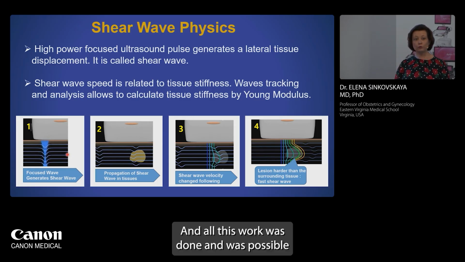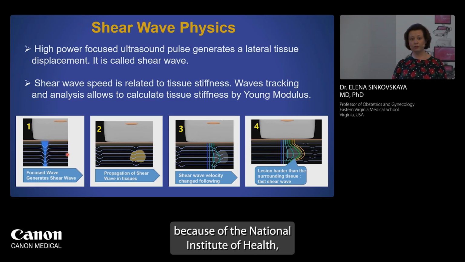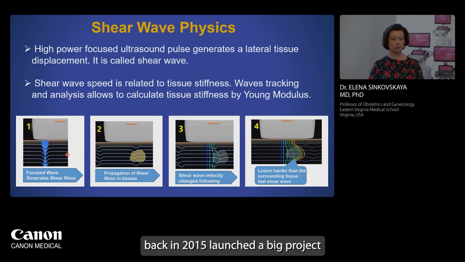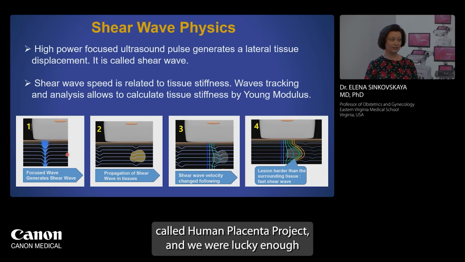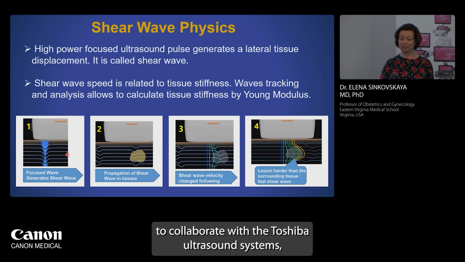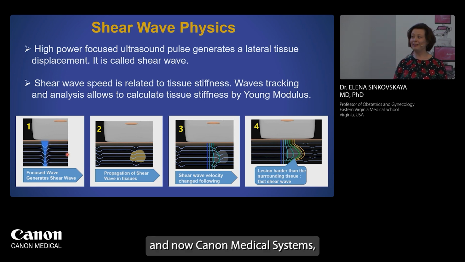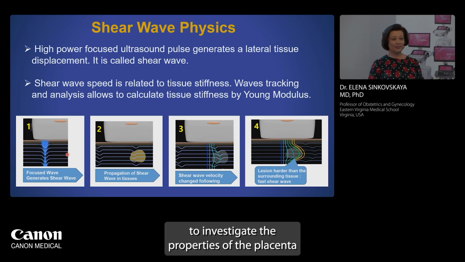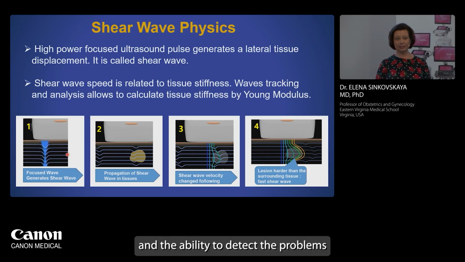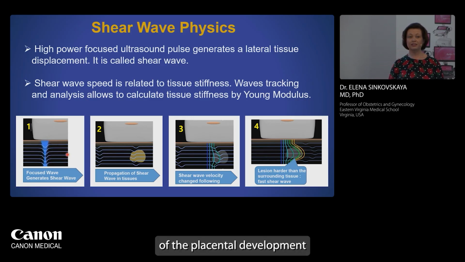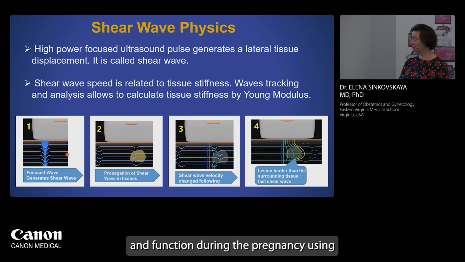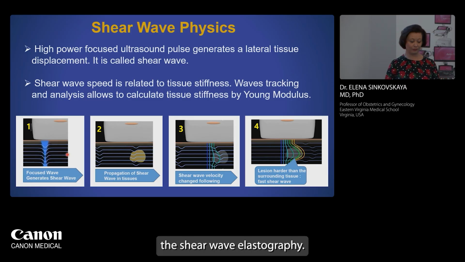All this work was possible because the National Institute of Health back in 2015 launched the big project called the Human Placenta Project. We were lucky enough to collaborate with Toshiba ultrasound systems, now Canon Medical Systems, to investigate the properties of the placenta and the ability to detect problems with placental development and function during pregnancy using shear wave elastography.